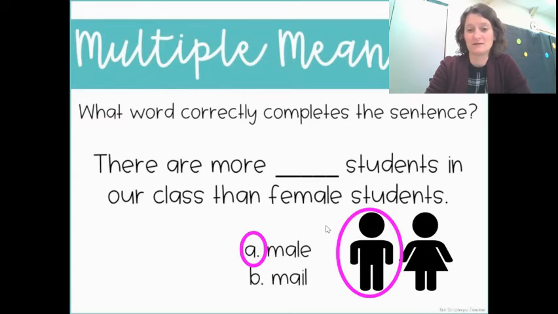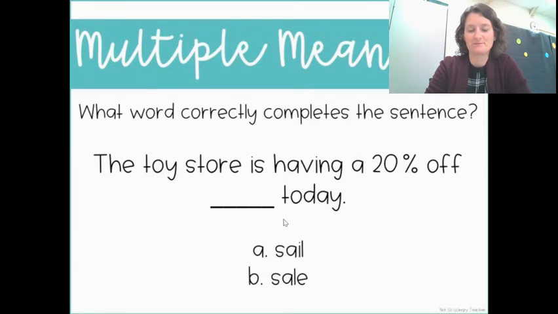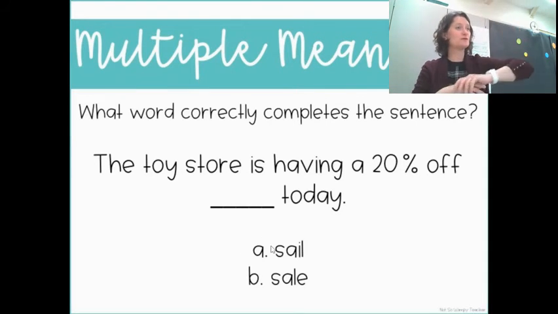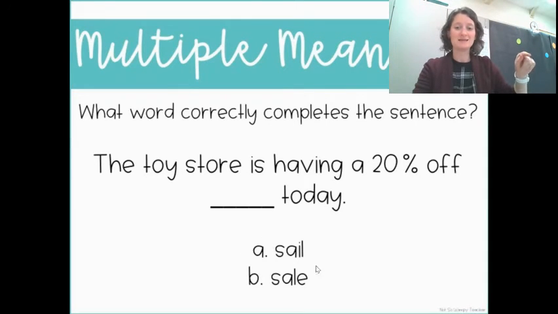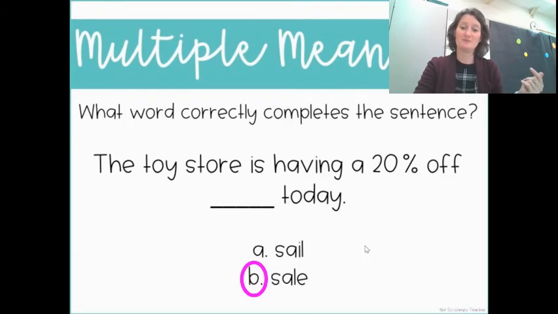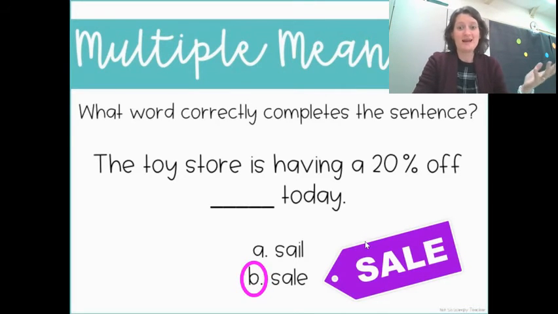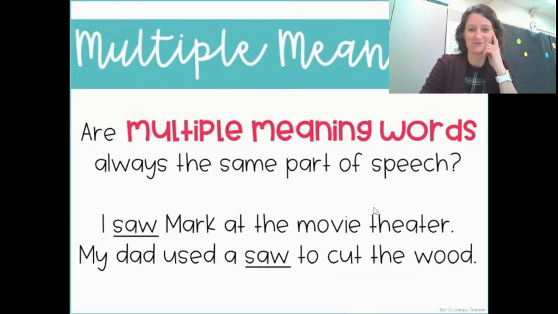Or men. Okay. The toy store is having a 20% off sale today. Is it A, the sale on a boat, or B, the sale where you get money off things? And you're thinking B, it's when you get money off in a store.